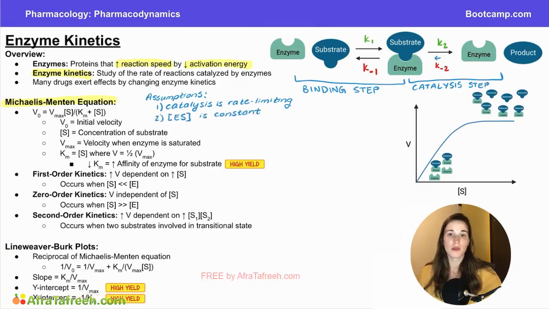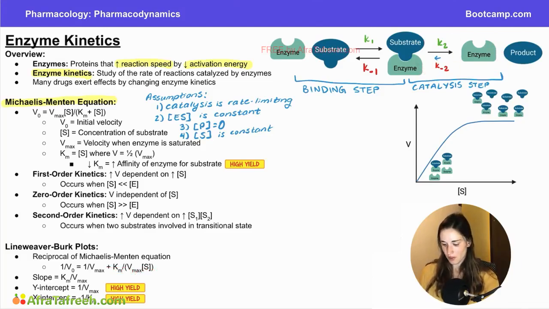We're also going to assume that at the very beginning of the reaction, no product has formed yet. And we're going to assume that at the very beginning of this reaction, the concentration of the substrate is a lot higher than the concentration of the enzyme, which means that the substrate concentration will basically be constant at early time points because the amount used up at this point is negligible compared to how much remains. The overall reaction rate is going to be determined by the rate-limiting step, which we said in assumption 1 is going to be this catalysis step.